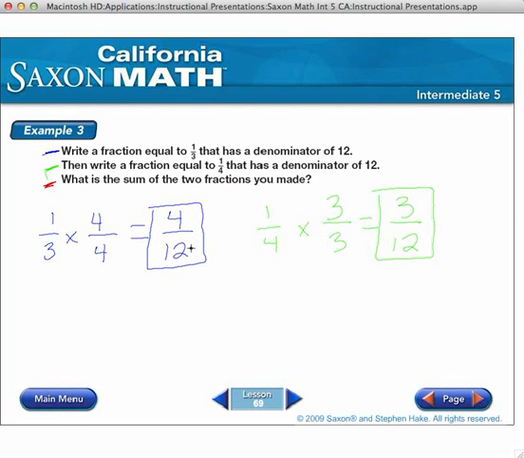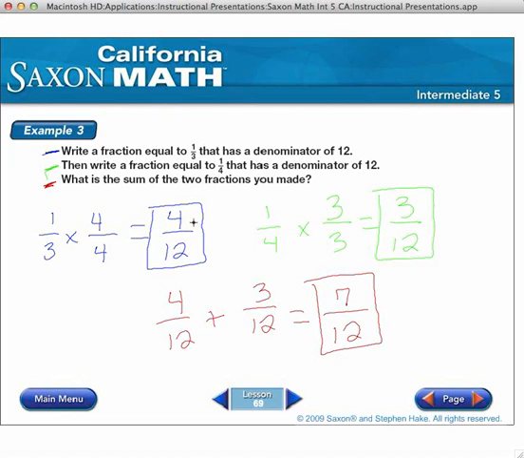Part 3 says then, what is the sum of the two fractions you made? So I'm going to add 4/12 plus 3/12. Now remember, when you add the numerators, 4 plus 3 equals 7, but when you add, the denominator does not change, which is why my answer then is 7/12. Okay, so I found the equivalent fraction of 1/3, the equivalent fraction of 1/4, and then I added them together. Okay, example 4.